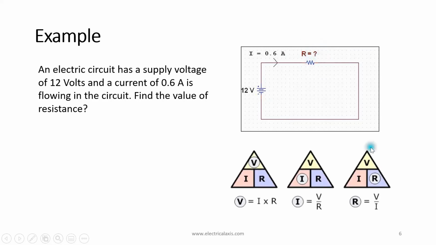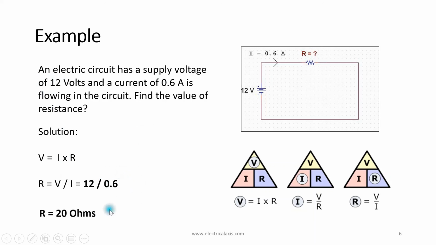So again, we are going to use the Ohm's law triangle, and we can find that the operation that we are going to use is division, V over I. So substituting values, 12 volts divided by 0.6 ampere, and we can get a value of 20 ohms. And so we can see that Ohm's law is very simple. However, we need to understand its concept because all calculations in electrical engineering adhere to this principle.